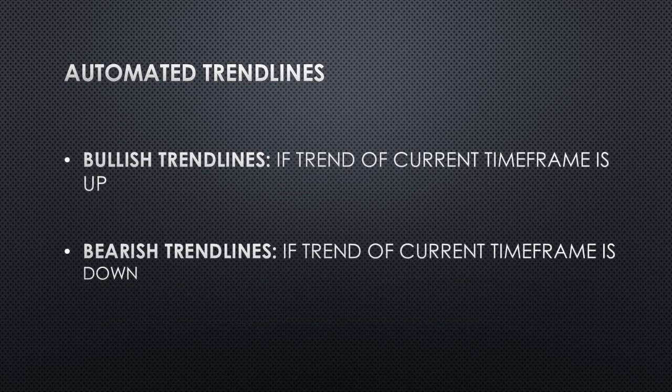When you load Automated Trend Lines indicator on chart, you see bullish trend line if trend of current time frame is up. Also, you see a bearish trend line if trend of current time frame is down.